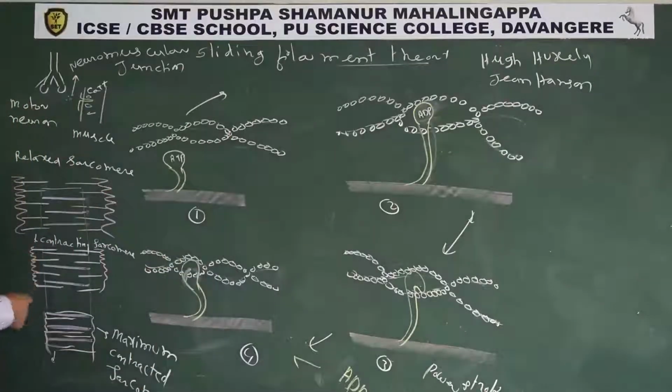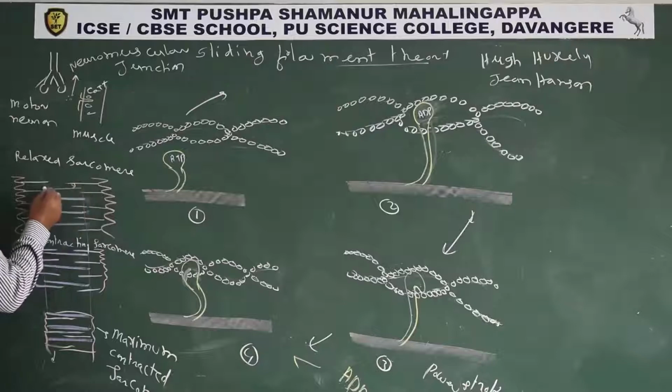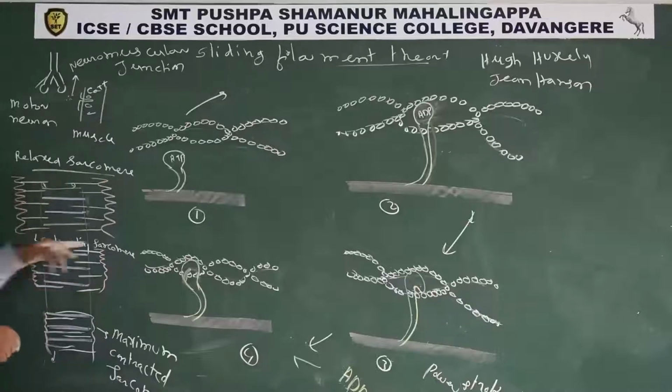Due to repeated contractions, what happens? Like this, the meromyosin pulls the actin towards the myosin. As a result, observe, this is the relaxed sarcomere. This is the contracted sarcomere. So here the length of the I band decreases, and here the H zone decreases.